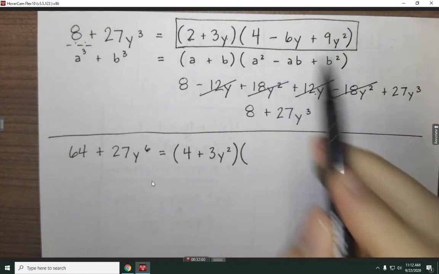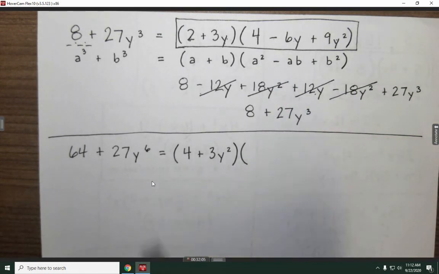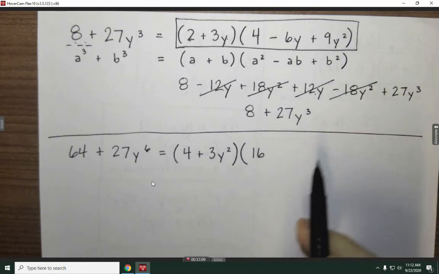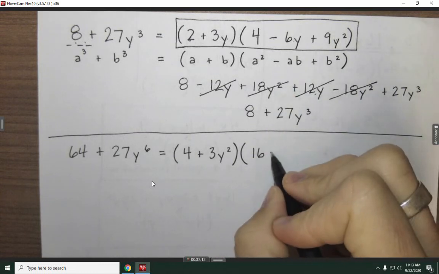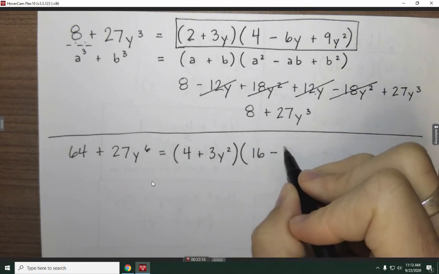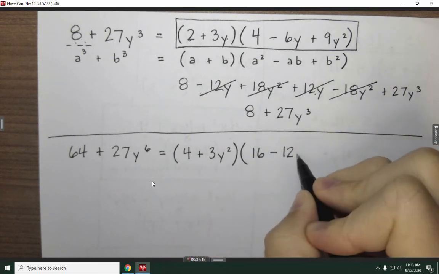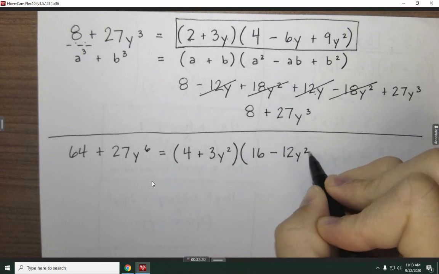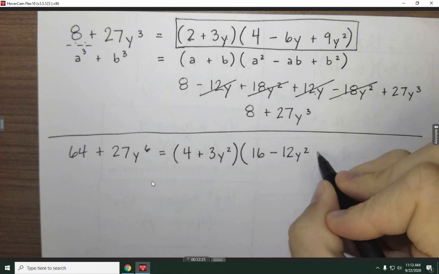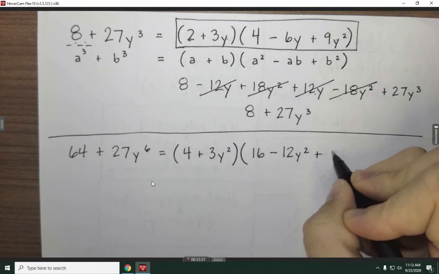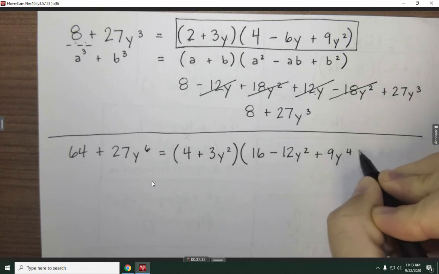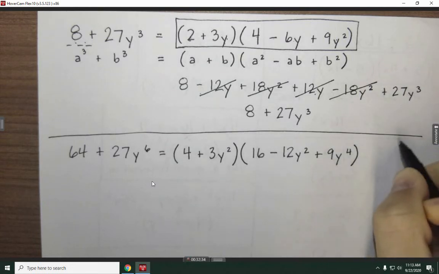Now we're doing this. We're squaring our first term. So 4 times 4 is 16. Now we go to minus. And then we do these two together. So 4 times 3 is 12. We have the y squared with it. And then we just square our last term. So 3y squared times 3y squared is 9y to the 4th. And you're more than welcome to double check it.